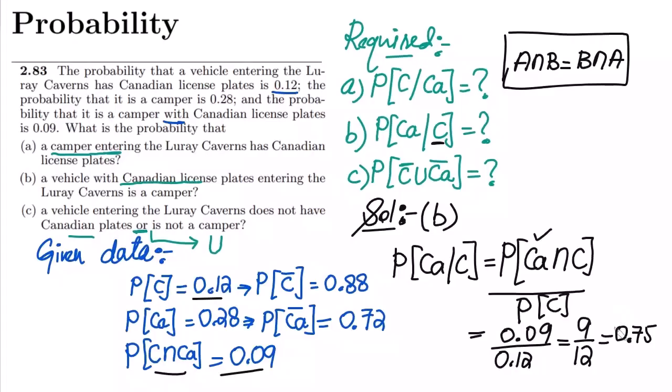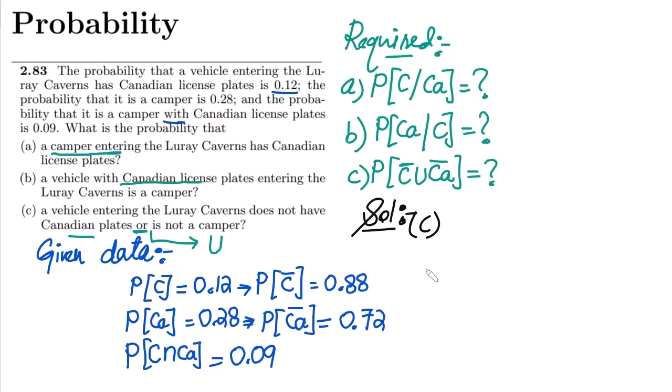Okay, so what is this? This is basically the 75% probability that a vehicle with a Canadian license plate entering the Lurie Caverns is a camper. Okay, so this is quite high. So this is basically the solution of part B.